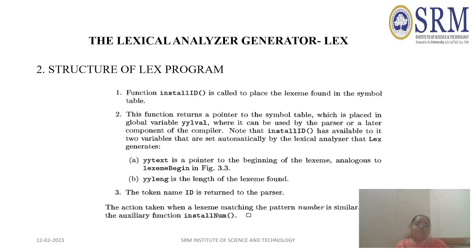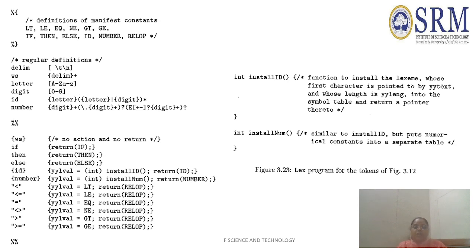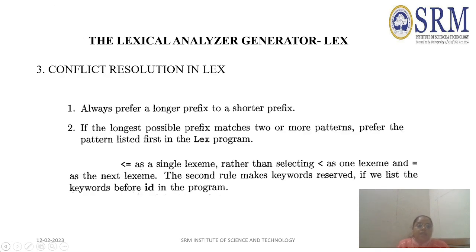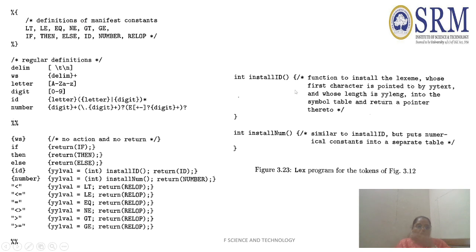The action taken when a lexeme matches the number pattern is similar, using the auxiliary function installNum. Now installNum will give you a number that will be returned to the parser. So here is the program structure. There are three parts: one is the declaration part, between the two %% the translation rules will be defined, and then the auxiliary functions.